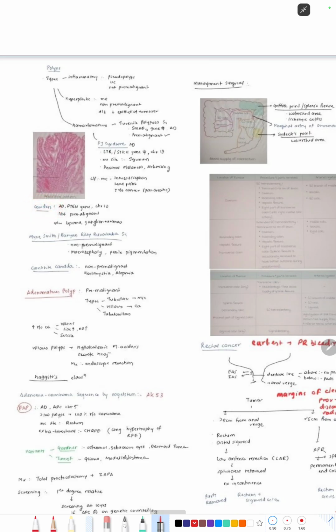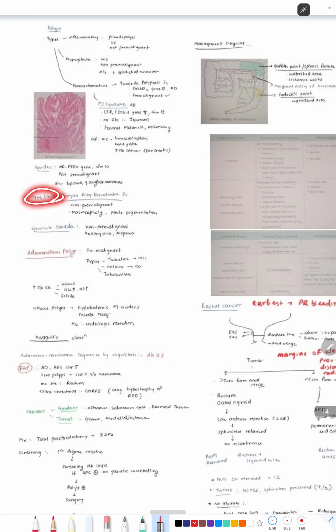Then Cowden syndrome, again autosomal dominant, PTEN gene mutation on chromosome 10, not a pre-malignant condition, associated with lipoma and ganglioneuromas. Then Bannayan-Riley-Ruvalcaba syndrome, it is associated with macrocephaly and penile pigmentation. Cronkhite-Canada syndrome is associated with alopecia and koilonychia.